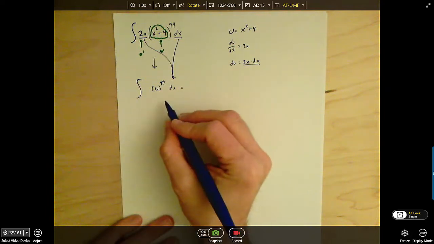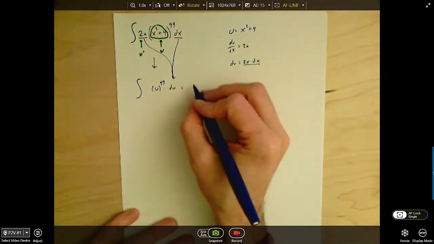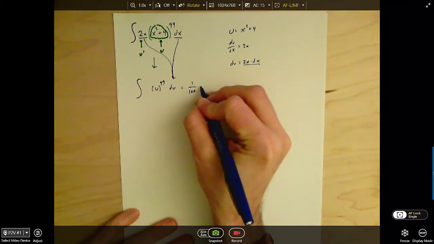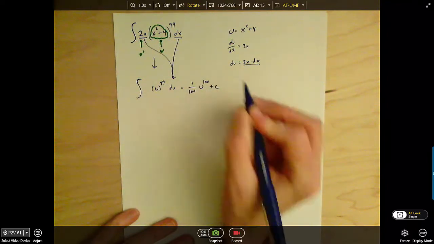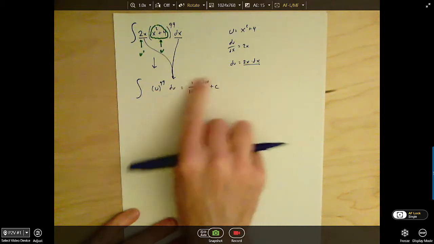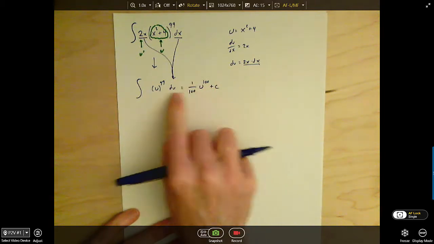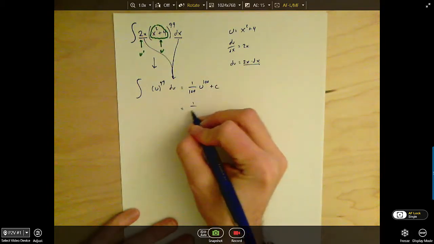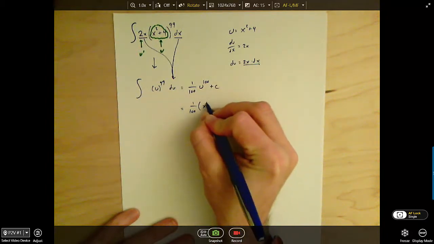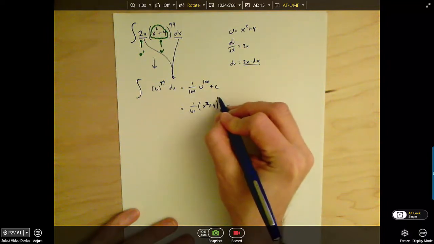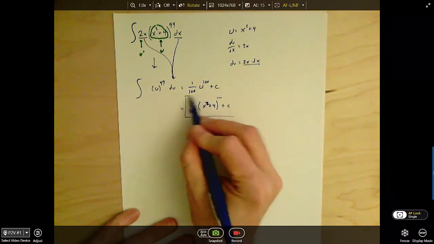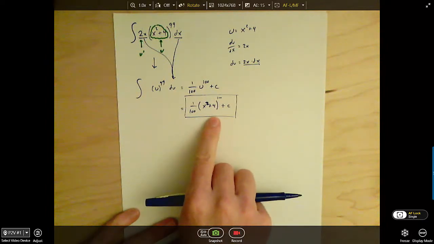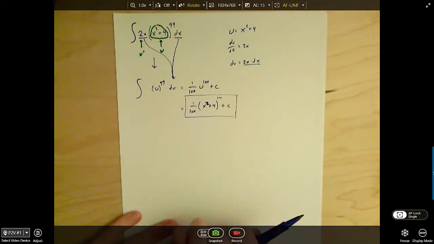So now I'll go ahead and evaluate this, and I'll just use the power rule backwards. So this is like 1 over 100, u to the 100 plus c. And again, double check that. You can take the derivative of this. The 100 comes down to cancel, leaving just u to the 99. And now I'll substitute back in for u. So I've got 1 over 100, and then my u function was x squared plus 4, to the 100th power, plus c. And again, I think it's a good idea to double check by taking the derivative. All right, so that seems to have worked.